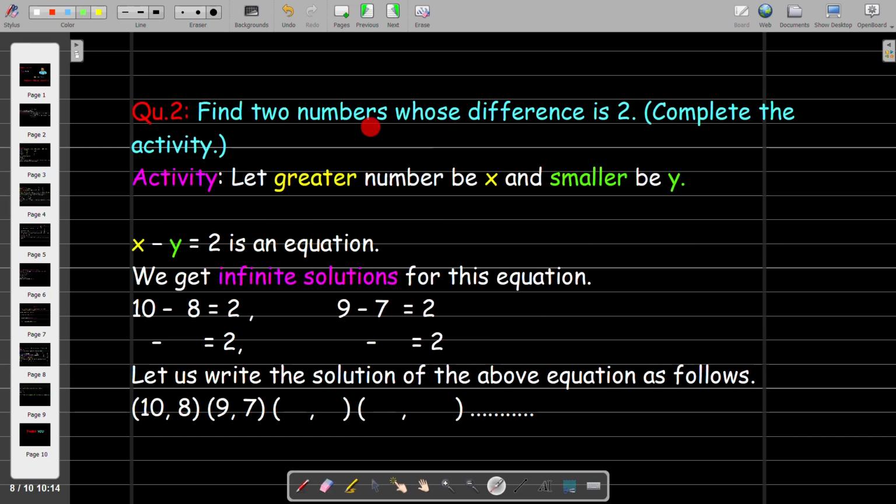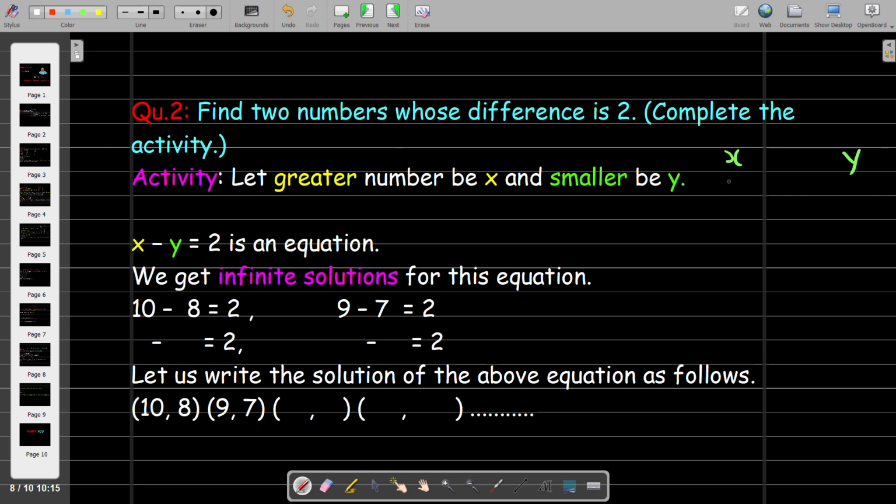We have to find two numbers whose difference is 2. That means one number is greater than the other number. Therefore, let the greater number be x and the smaller number be y. So we convert this statement into an equation. Greater number x minus smaller number y is equal to 2 is an equation. So we get infinite solutions for this equation. So we write here the variable x and variable y.